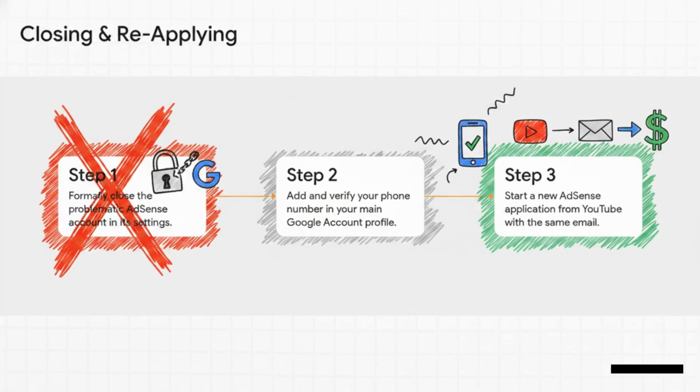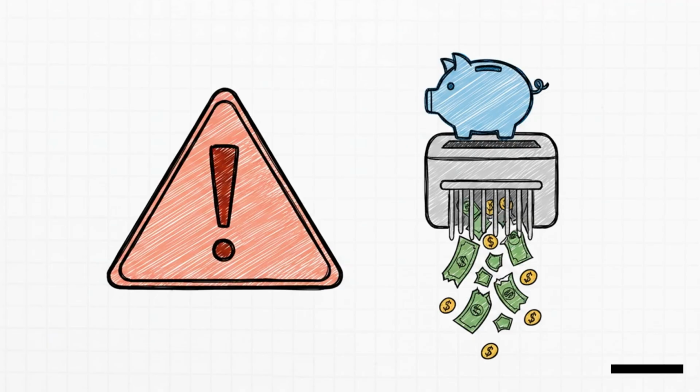Step 1, you have to go into that broken AdSense account and find the setting to formally close it down. Step 2, and this is critical, go to your main Google account page, not AdSense, and make absolutely sure your phone number is added and verified there. Only then do you go back to YouTube Studio and start the AdSense application all over again with that same email.